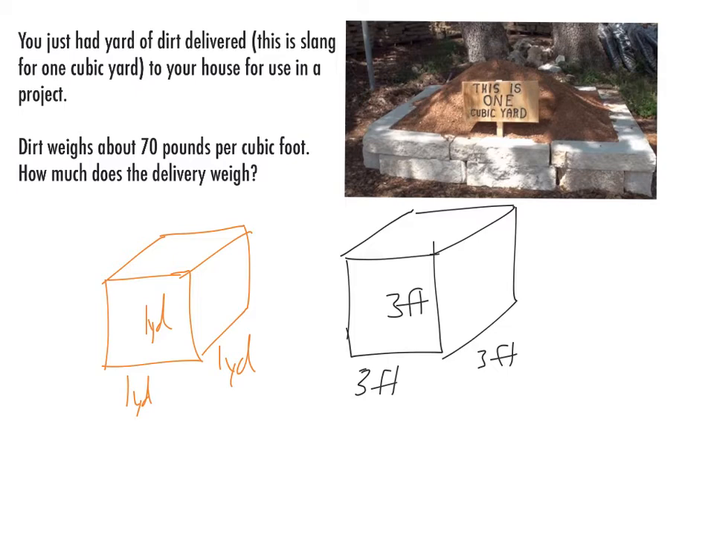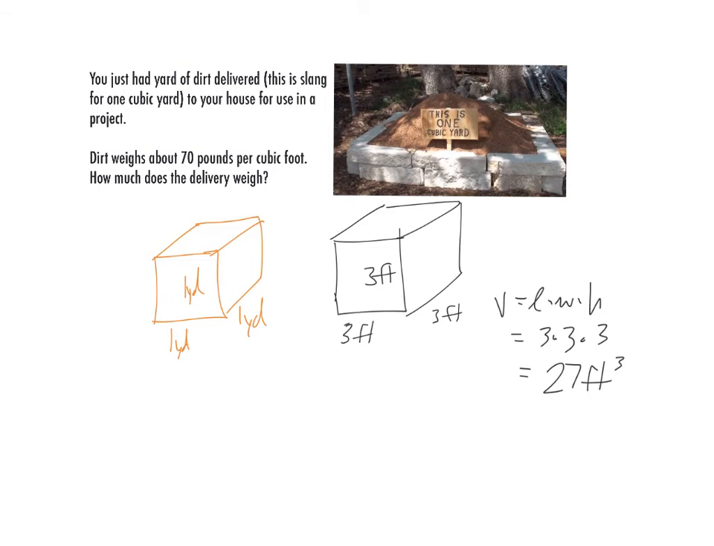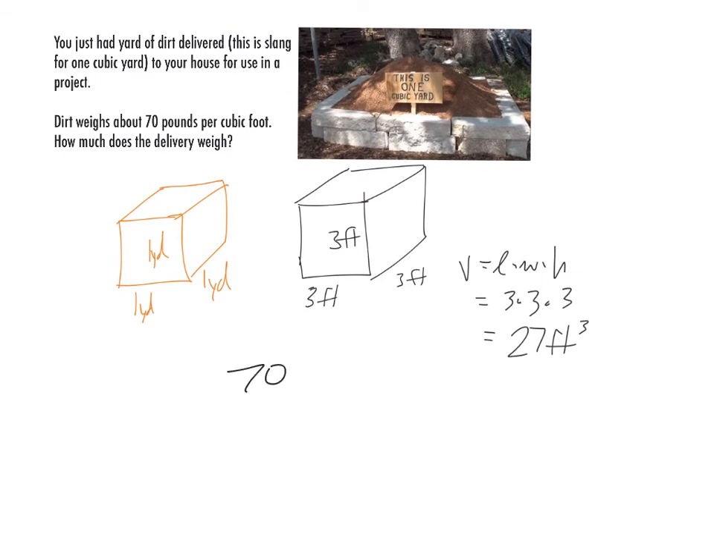And so now what we can do is figure out how many cubic feet of dirt was actually delivered. A cube is a prism, so the volume of a prism is length times width times height, right? So the volume here is going to be 3 times 3 times 3, and 3 times 3 is 9, times another 3. I got 27 cubic feet of dirt delivered. So how much does it weigh? Well, they say each cubic foot weighs 70 pounds, and I got 27 of those sitting in my driveway. So just take your 70 pounds per cubic foot times the 27, and you'll get your answer.